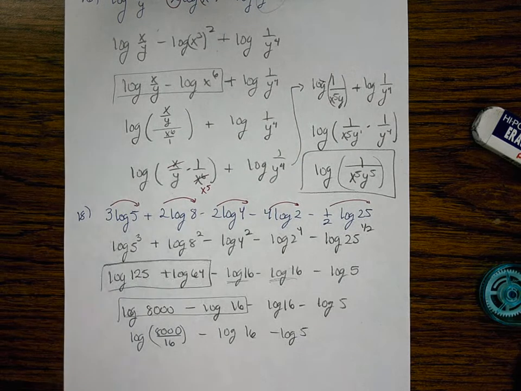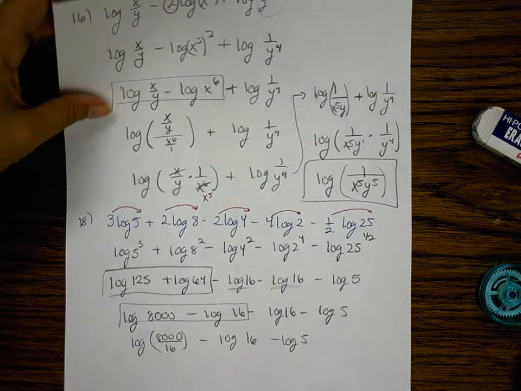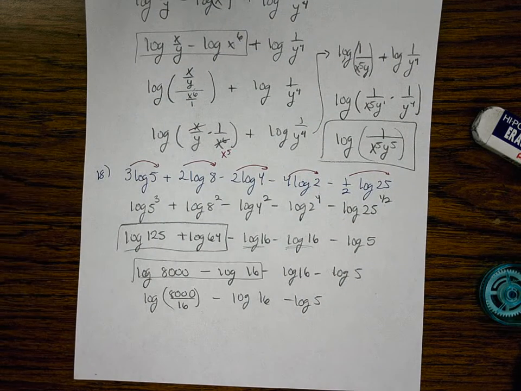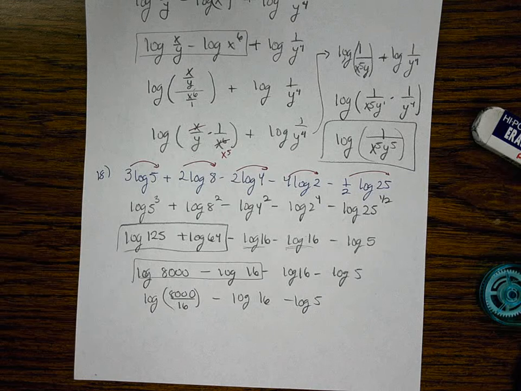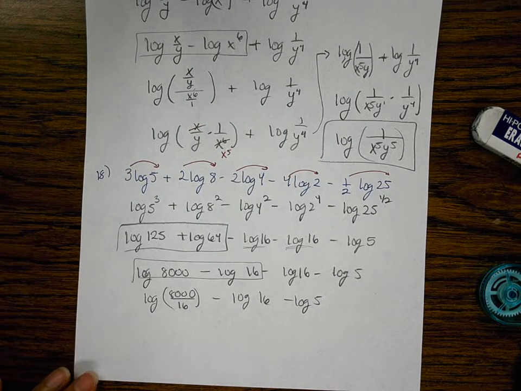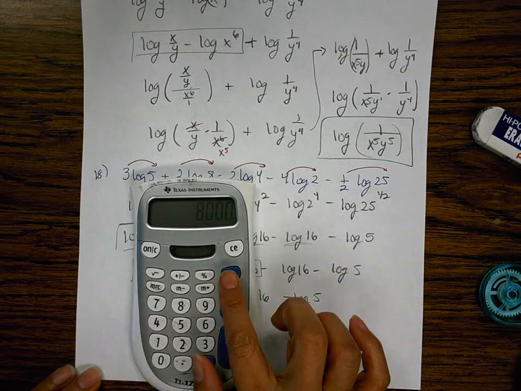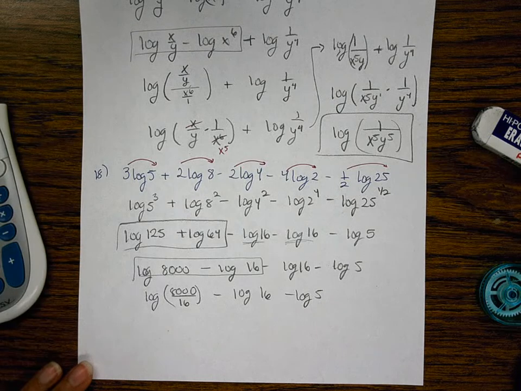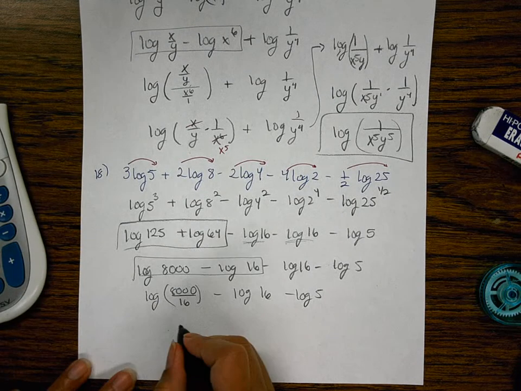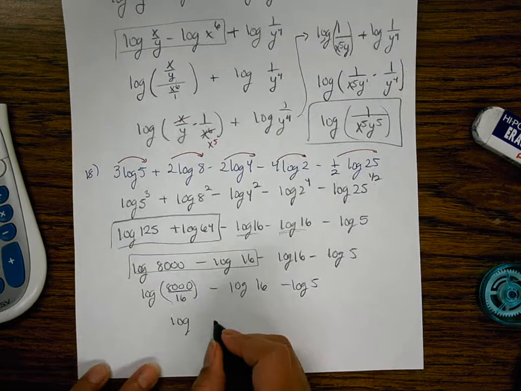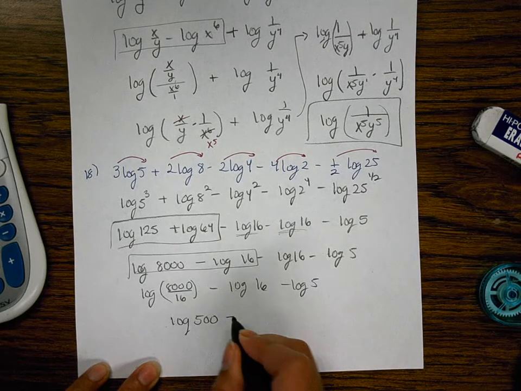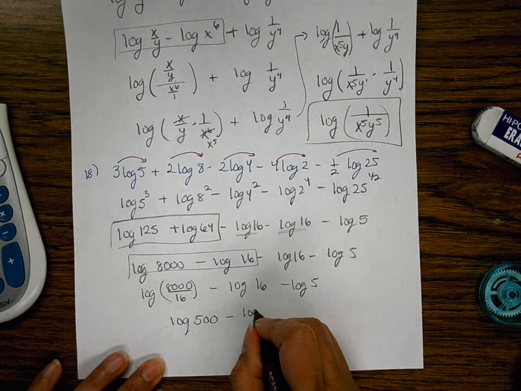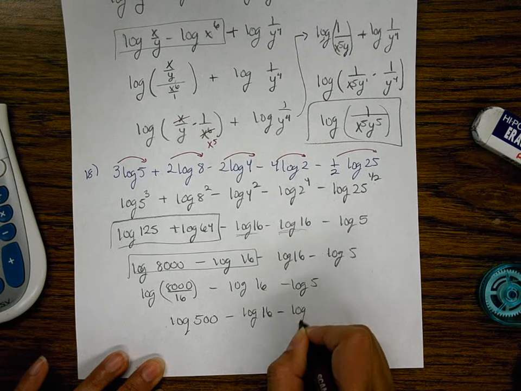Now here it's up to you on how you want to do it. The answer key has it as a fraction, so if you want to keep it looking that way, because if you divide 8,000 by 16, you are going to get, oh, nope, this one you don't have to worry about yet. This one we can divide. Okay, so we get log of 500. It's in the next step that we'll worry about the decimals. Minus log of 16 minus log of 5.